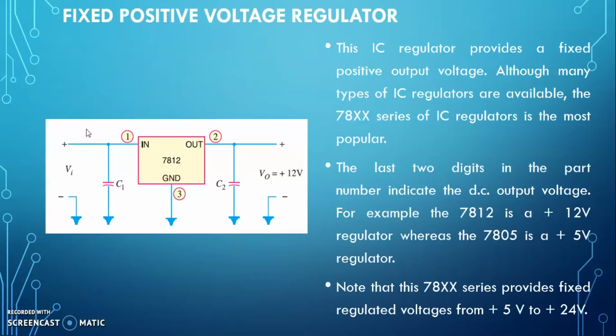Now we can discuss the fixed positive voltage regulator. This IC regulator provides a fixed positive output voltage. Although many types of IC regulators are available, the 78XX series of IC regulator is the most popular. The last 2 digits in the part number indicate the DC output voltage. For example, the 7812 is a positive 12 volt regulator, whereas the 7805 is a positive 5 volt regulator. Note that this 78XX series provides the fixed regulated voltage from plus 5 volt to plus 24 volt.